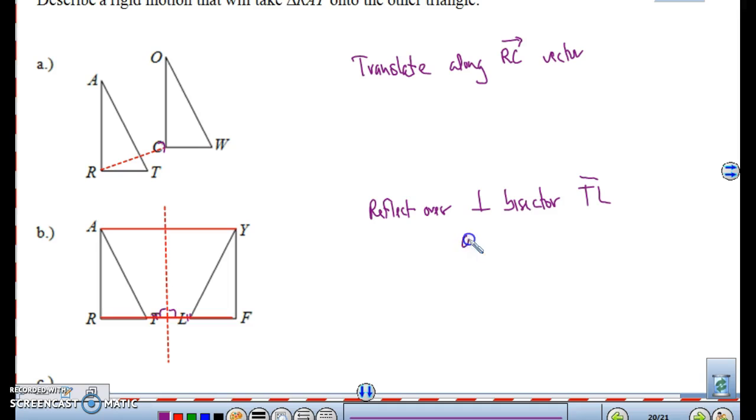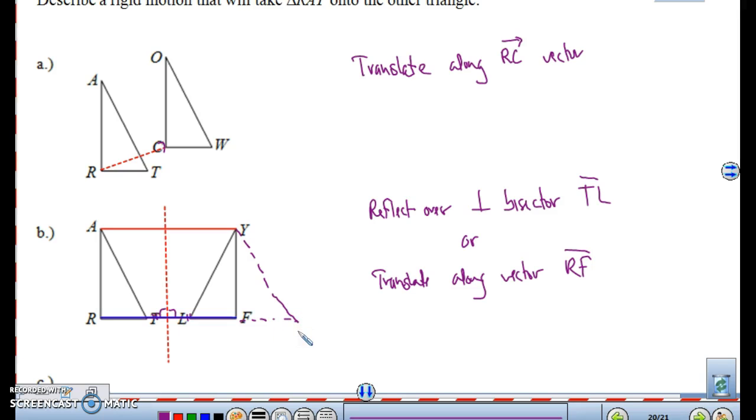Now, is that the only way you could do it? No. You could also say, why don't we translate along the vector RF? So you would start at R and you would end up at F. So if you did that, let me do it in a different color. You went from here over to here. All right, so that would actually create this triangle out here.